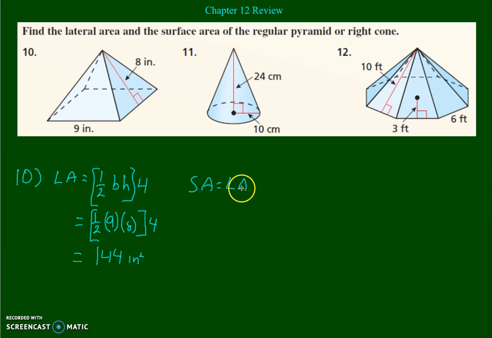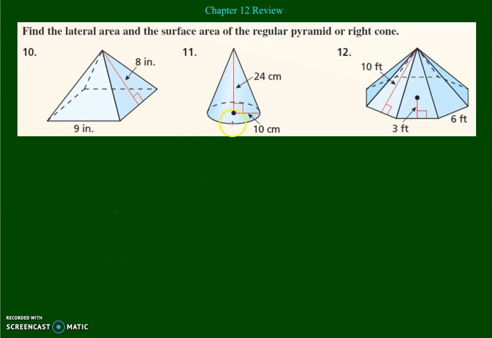And now we move on to surface area. Surface area is lateral area plus area of the base. We have one area of the base because pyramids only have one, just as cones do. Cylinders have 2, and prisms have 2. Following this through, we have 144 plus area of the base is the area of a square, so that's going to be 9 squared, and this gives us a total surface area of 225 square inches. So not too bad.